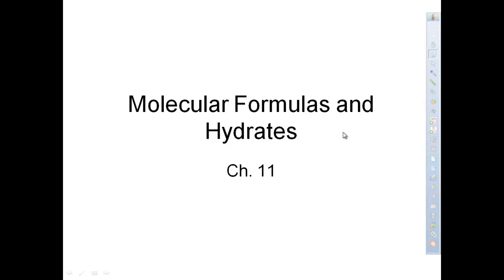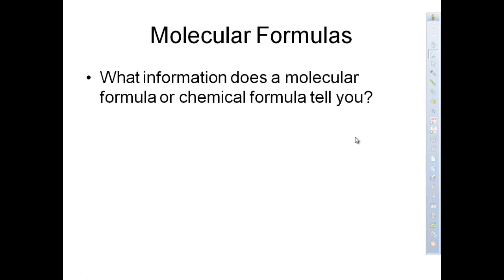The last section is going to start talking about molecular formulas and hydrates. To tell you the truth, molecular formulas is just going to be an expansion of empirical formulas. And hydrates are really a lot like empirical formulas, but instead of just dealing with each individual element, you'll be dealing with compounds and water, and those are the only two things with hydrates. Molecular formulas.